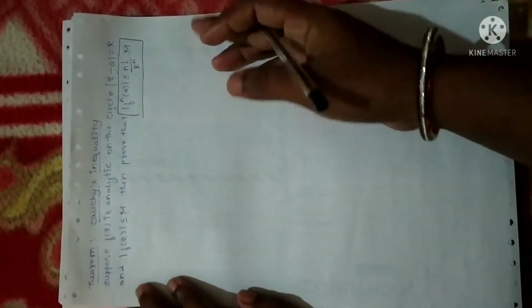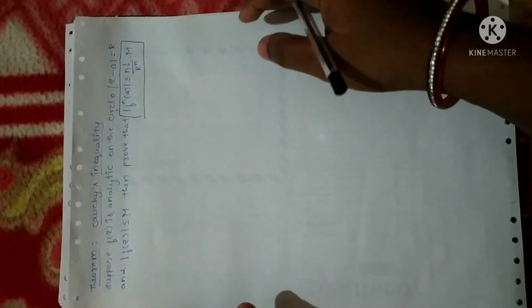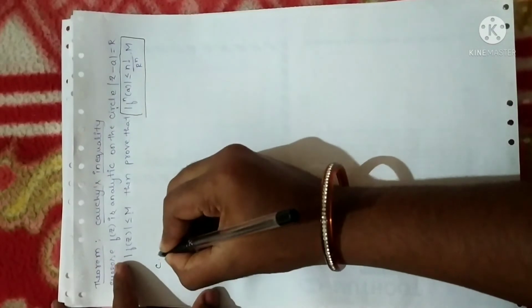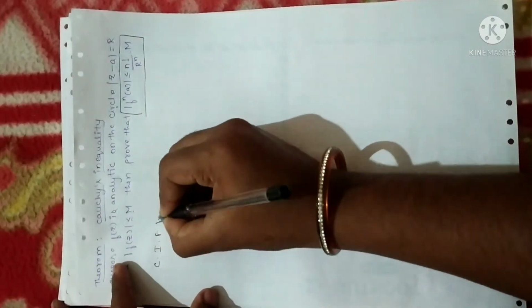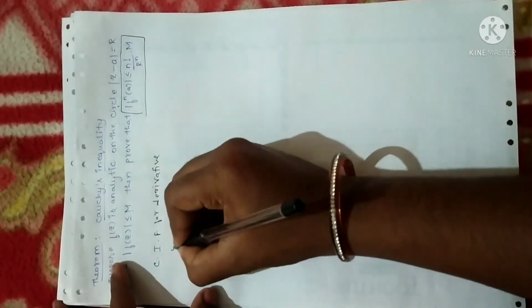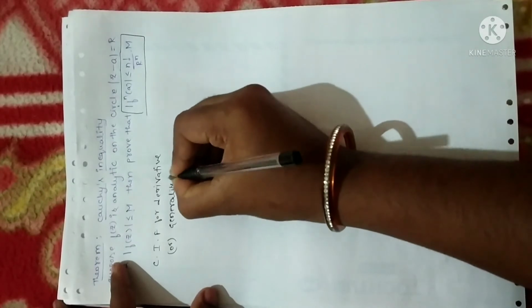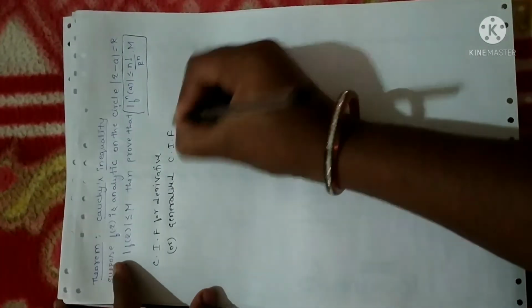Further we are using the same to prove the next theorem, that is Leibniz theorem. First let me explain this. To prove this statement, we have to consider the generalized Cauchy's integral formula, or we can say Cauchy's integral formula for derivative. So remember, Cauchy's integral formula for derivative is the same as the generalized Cauchy's integral formula, one and the same.